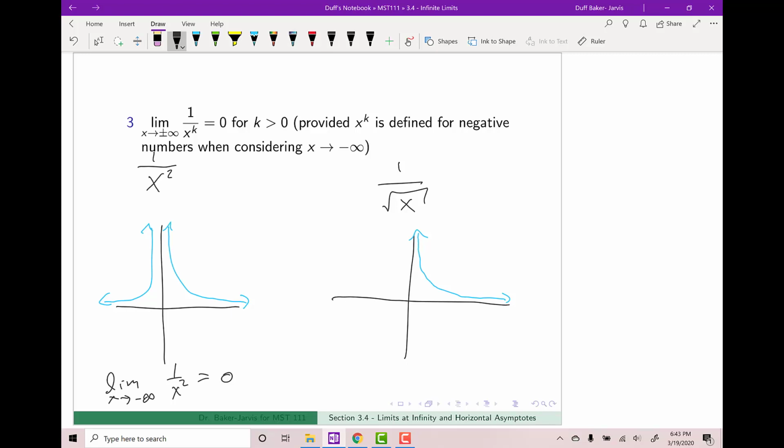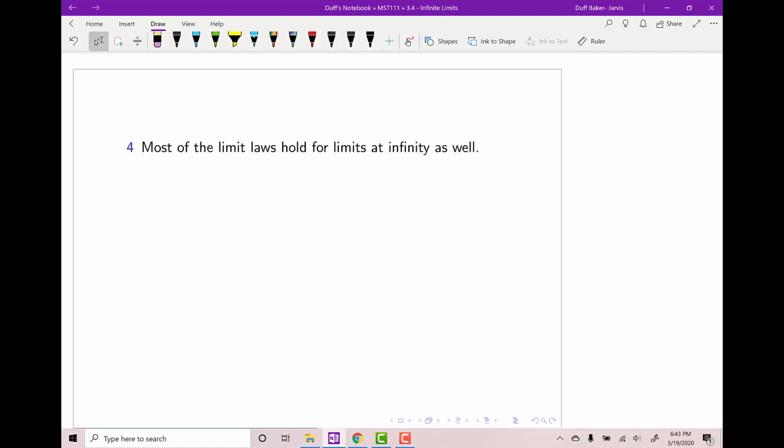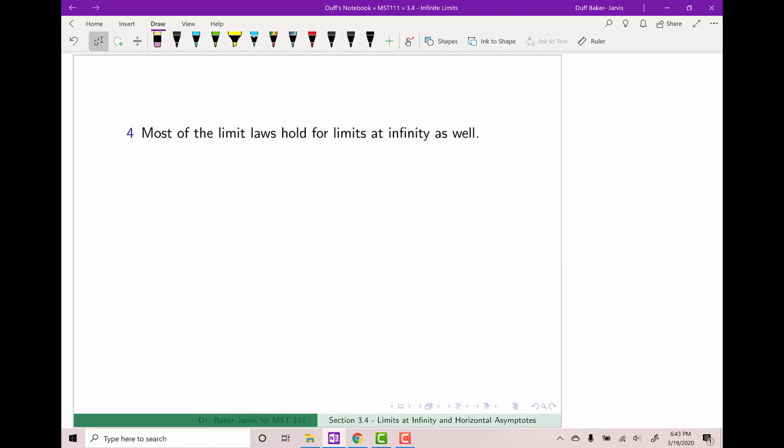We do have to be careful when we're taking limits at minus infinity that our function's actually defined for negative numbers. Like for the square root function, our graph actually isn't defined for negative numbers, so it wouldn't make sense to take the limit as x approaches minus infinity. But if we take it at positive infinity of 1 over square root of x, this would be 0 again. So the final thing I want to mention is that most of the limit laws we had for limits hold for infinite limits as well.